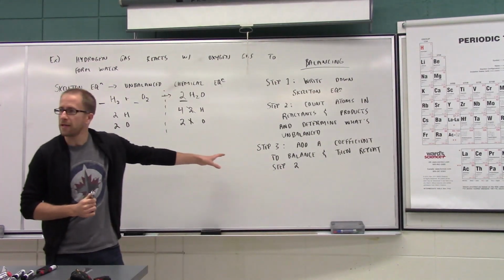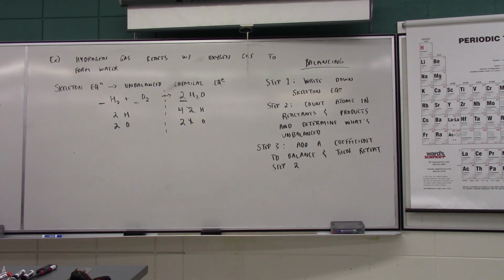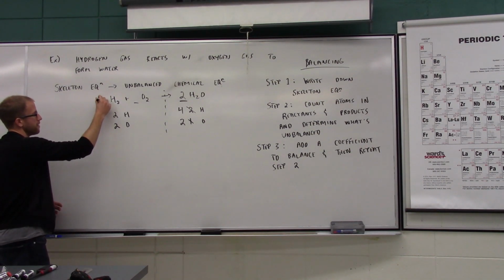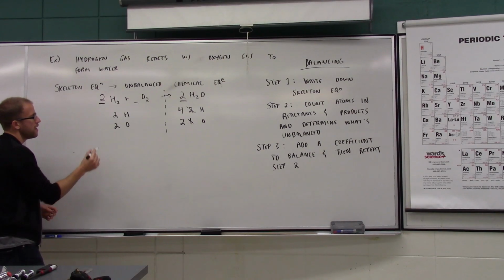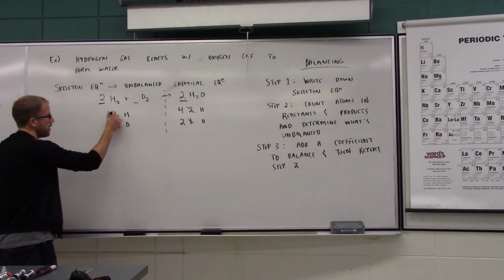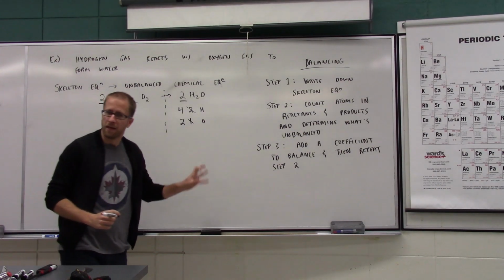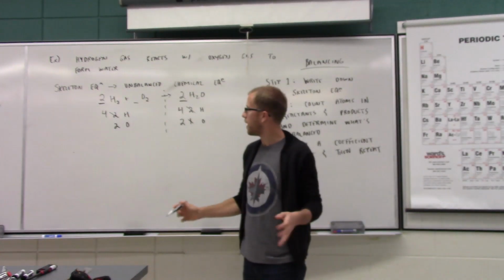We're going to now do step 3 again, right? We're going to add another coefficient. How are we going to do that? You're right. We're going to add a 2. Where are we going to add a 2? Excellent. We're going to add a 2 in front of our hydrogen. When we recount now, how many hydrogens do we have? We have 4. So now we have a recipe that follows the laws of nature that makes sense, right?